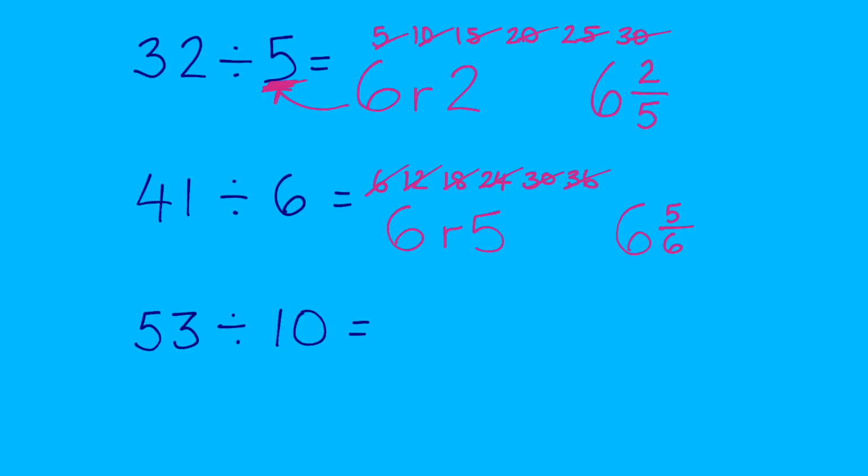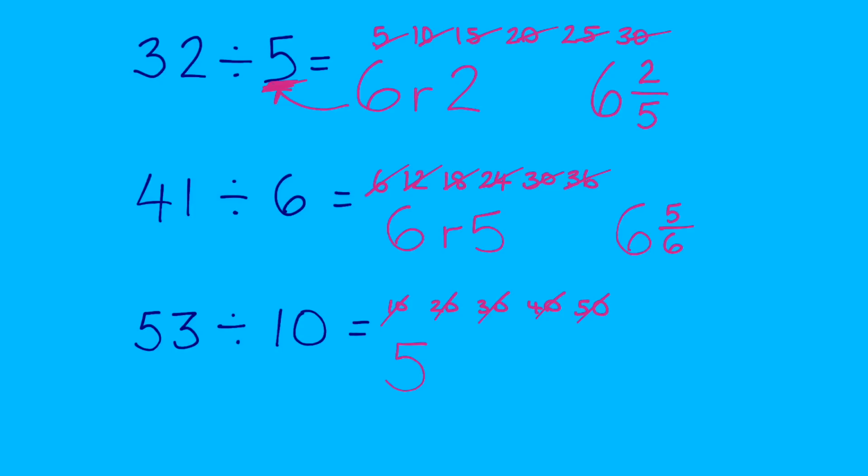And the last question, so 53 divided by 10. So let's think, how many 10s go into 53? If I'm not sure, let's count up. 10, 20, 30, 40, 50. I can't go past there, so I've got 1, 2, 3, 4, 5.